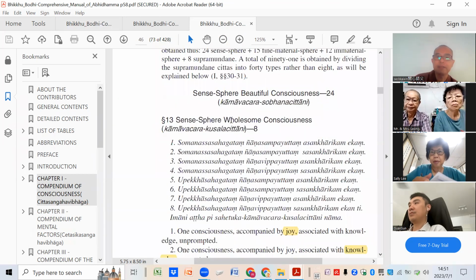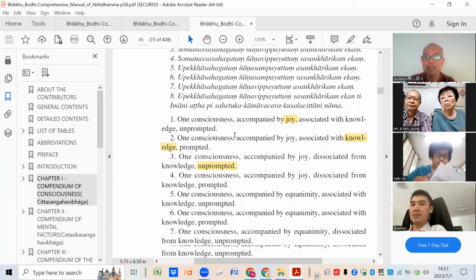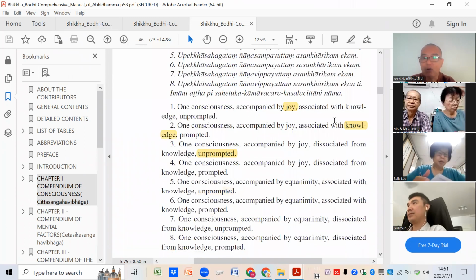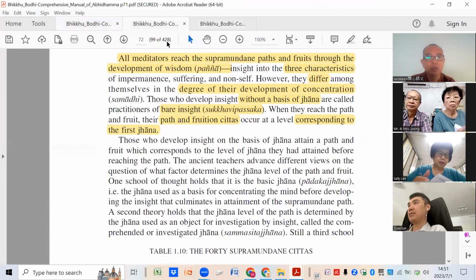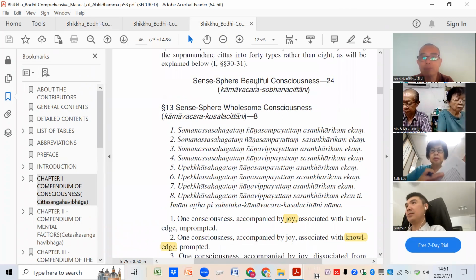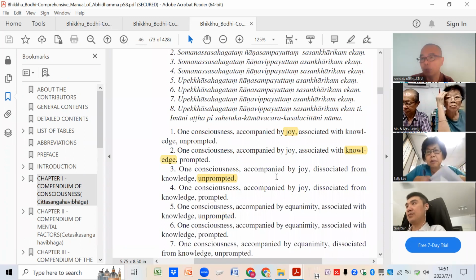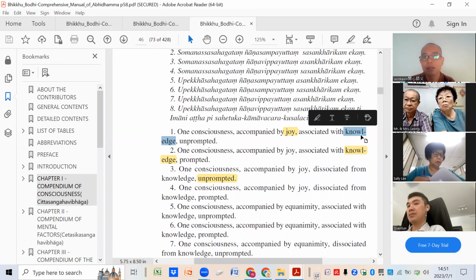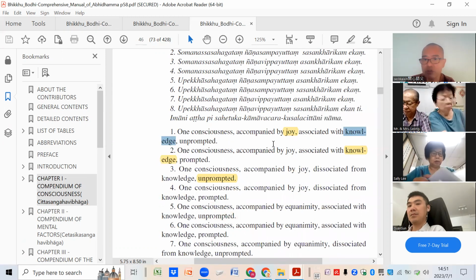Okay, see now. The sense-sphere beautiful consciousness associated with knowledge are the ones that fit in all this. Meaning to say that you are using the sense-sphere beautiful consciousness to do the vipassana, but it must be associated with knowledge. Joy or not joy doesn't matter, but it must be associated with knowledge.